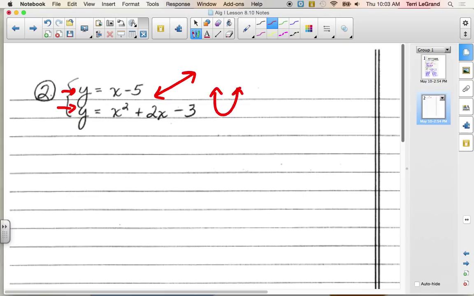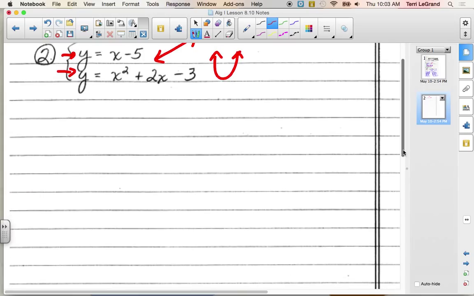Okay, so we're going to go about solving it algebraically. We're going to use, again, they're both set equal to y, so use substitution. So we'll take what's in the first one, put it in place of the y in the second one.